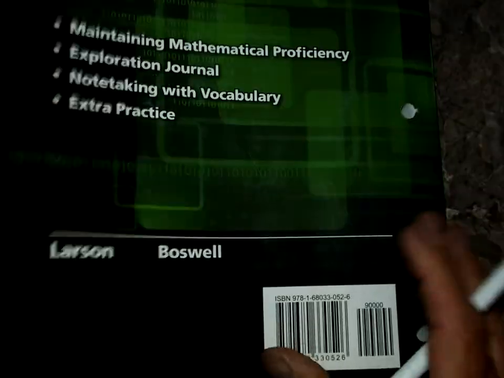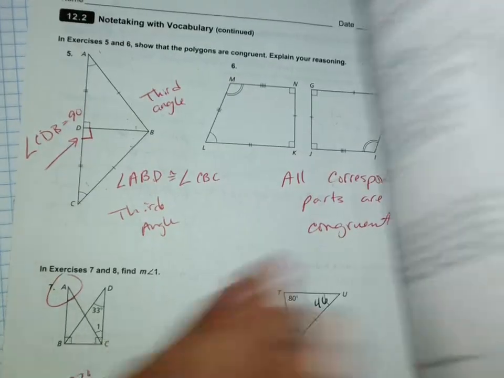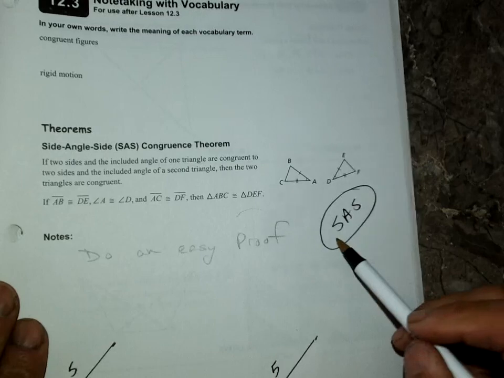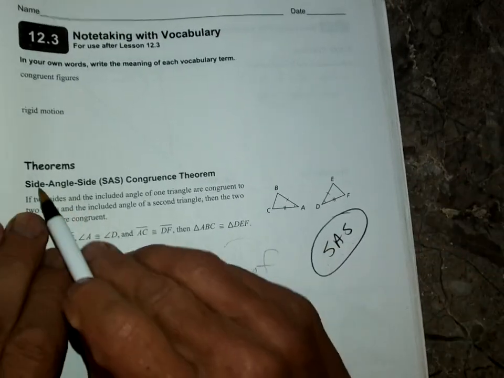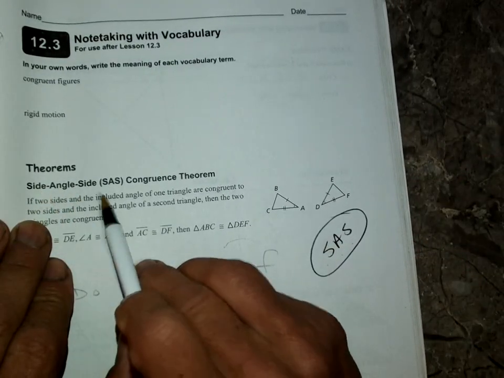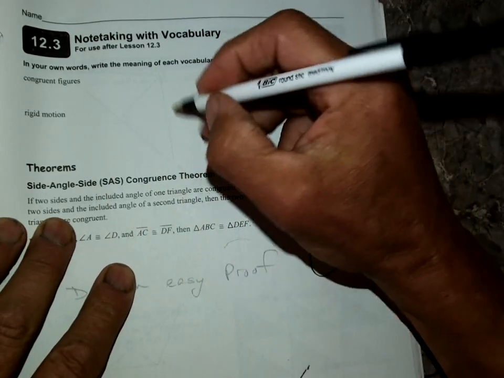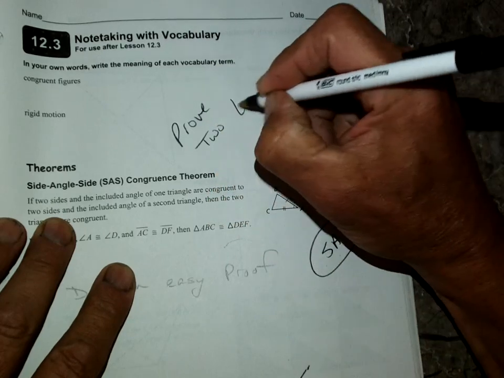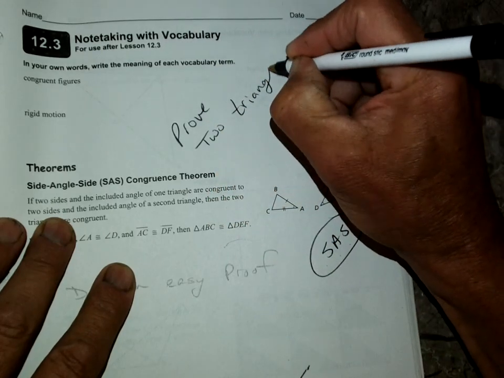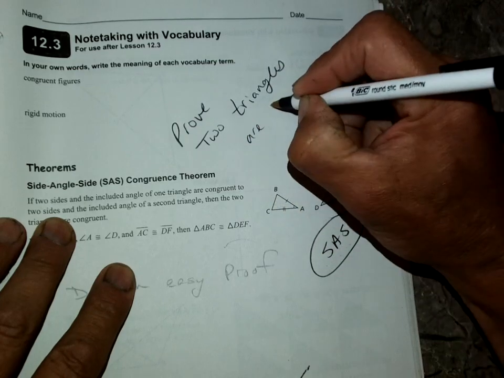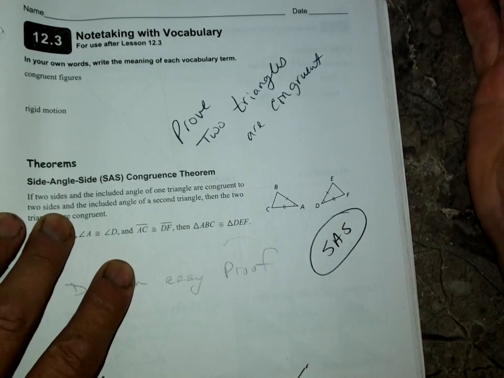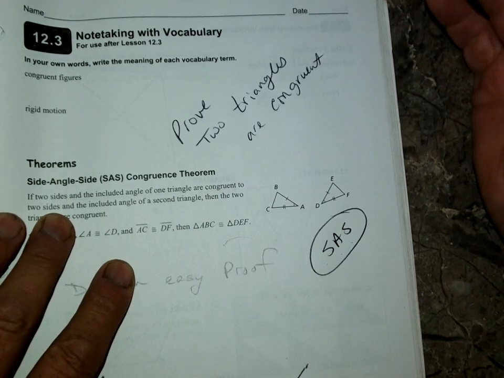All right, now, today, let's take a look at the next section, 12.3, okay? We're going to talk about this thing called SAS. What the heck? SAS stands for side, angle, side. So what we want to do today is prove that two triangles are congruent. Because if they're congruent, then we can say all their corresponding parts are also congruent, okay?